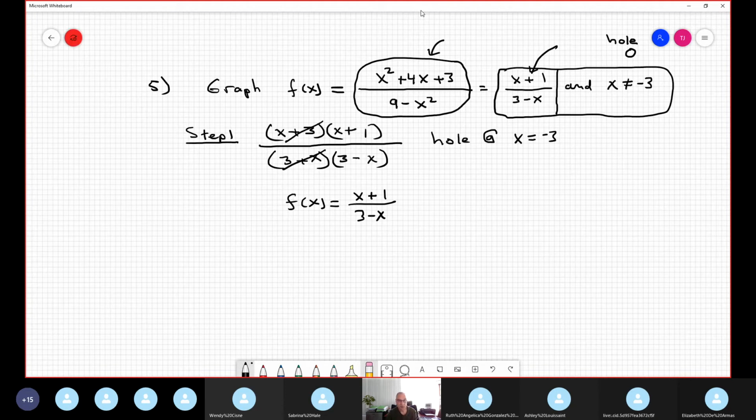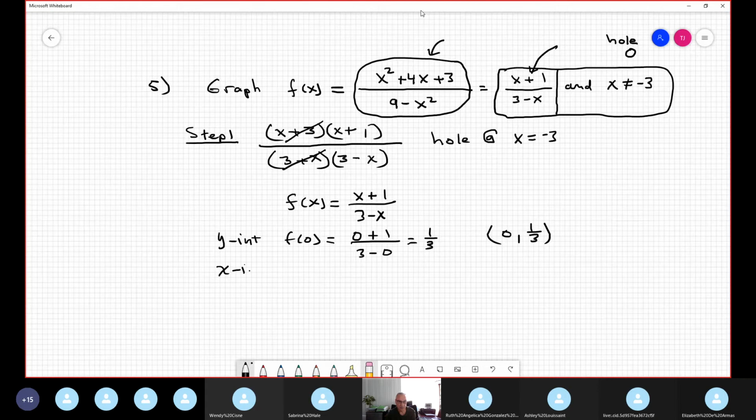And step number 2 is find the y-intercept. Y-intercept is where the function value is 0. So it's 0 plus 1 over 3 minus 0. It's 1/3. Okay, so we have a y-intercept at the point 0, 1/3.